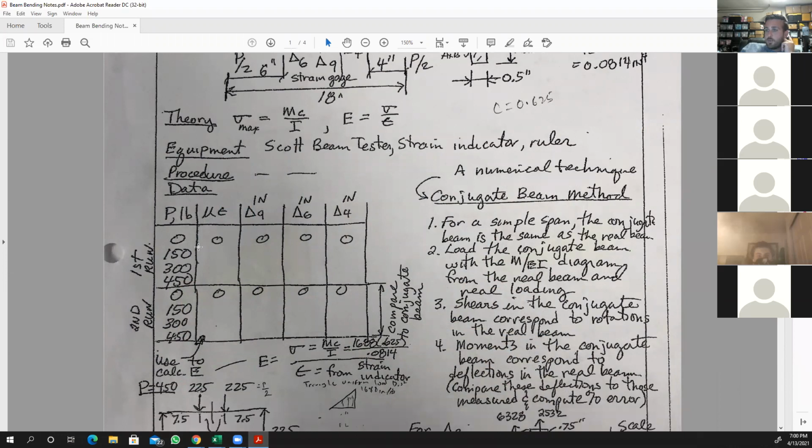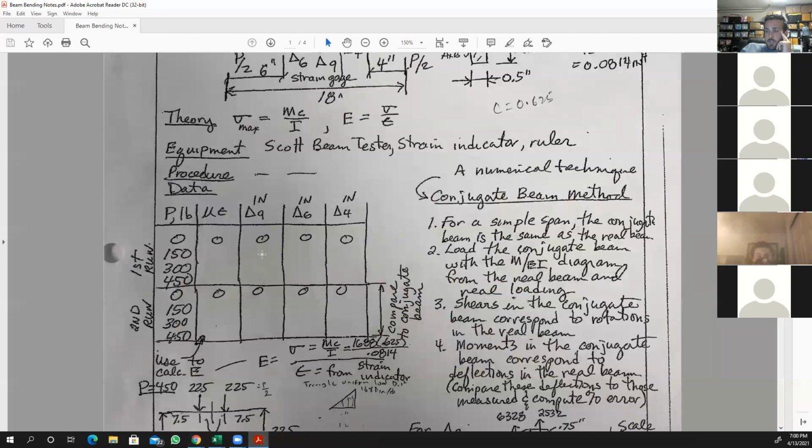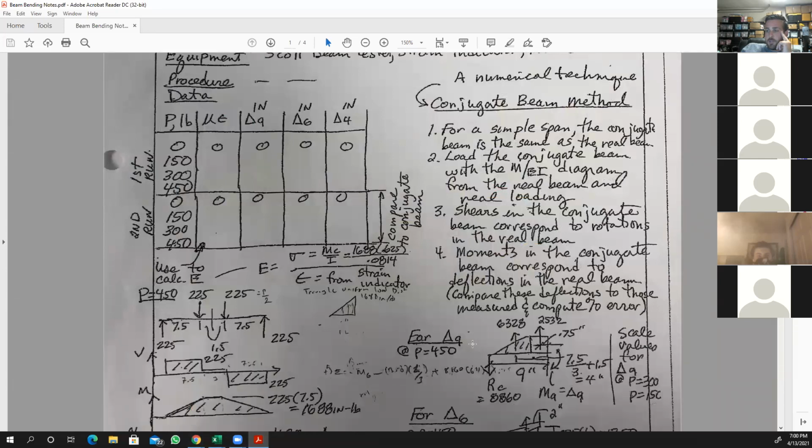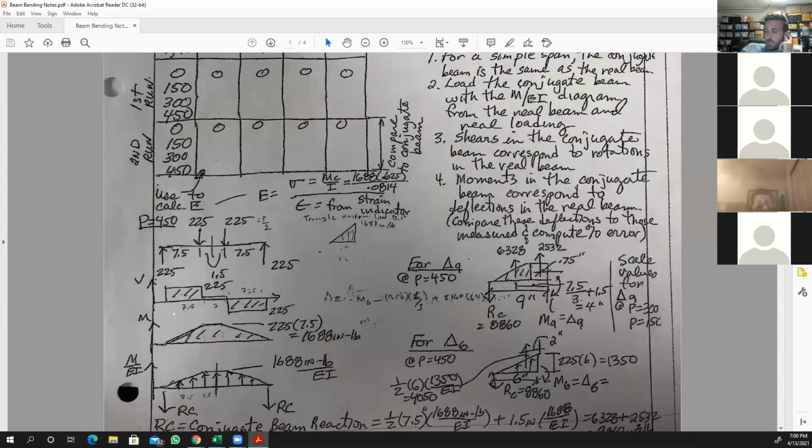So once I finish the 150, I go to 300 pounds. So I add an extra 150 pounds and I take the same measurements: in the middle, 9-inch, 6-inch, and 4-inch. And I go to 450 and take the same measurements. And then usually we do 2 rounds and then we take the average of the 2 to be more accurate. These measurements are going to be given to you, by the way, because I already have the data. And you will compare this deflection at 9-inch with the deflection you will calculate using the conjugate beam method. This is the overall steps for the conjugate beam method.